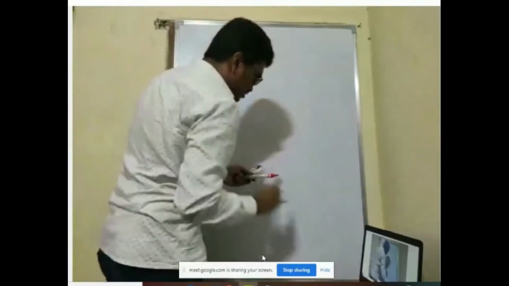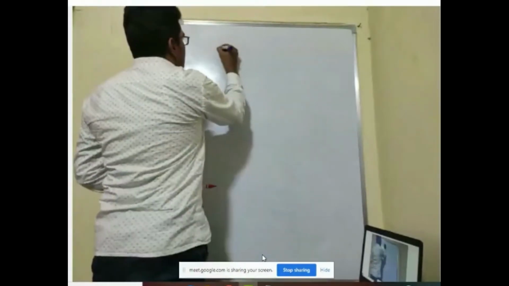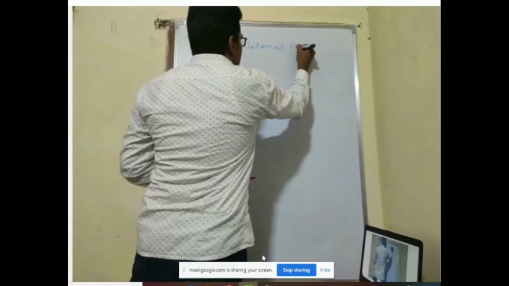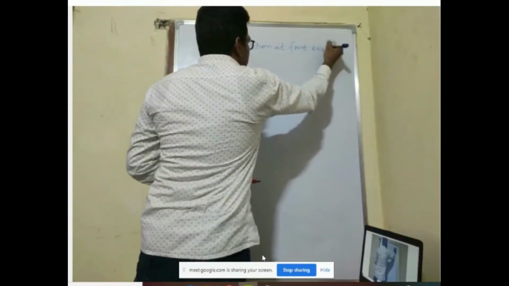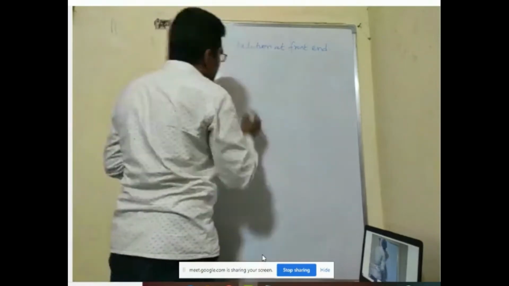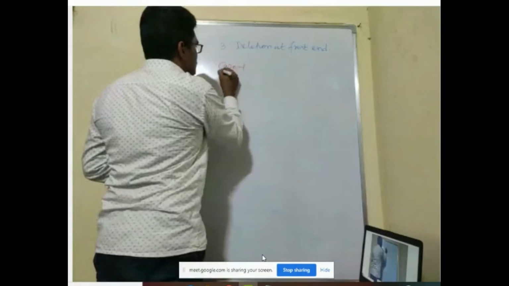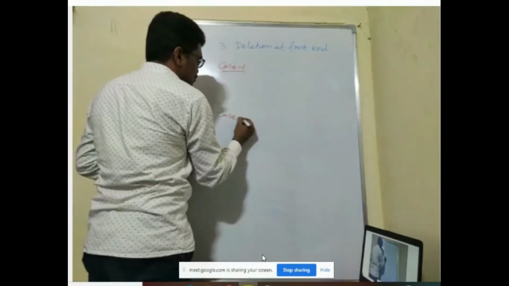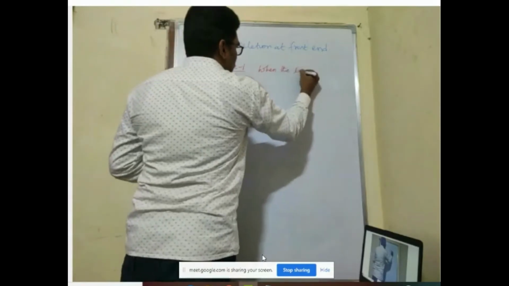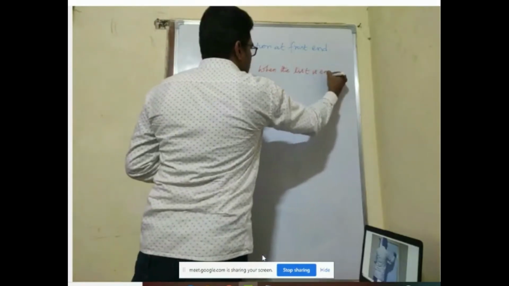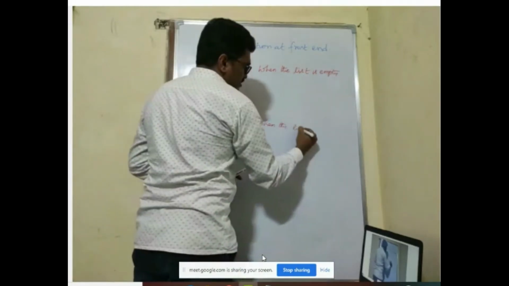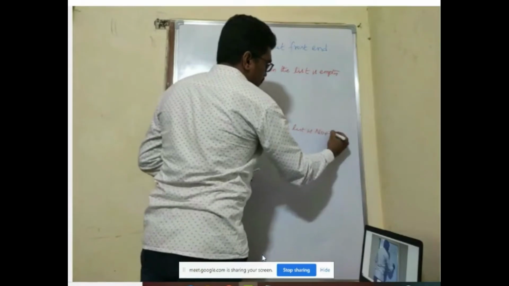Okay, we'll go to the next operation, that is deletion at the front end. As usual you have case 1 and case 2. Case 1 is when the list is empty. Case 2 is when the list is not empty.